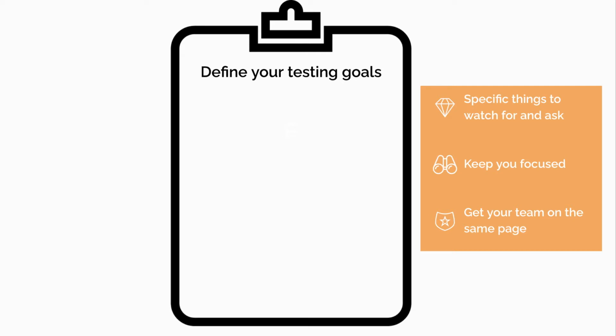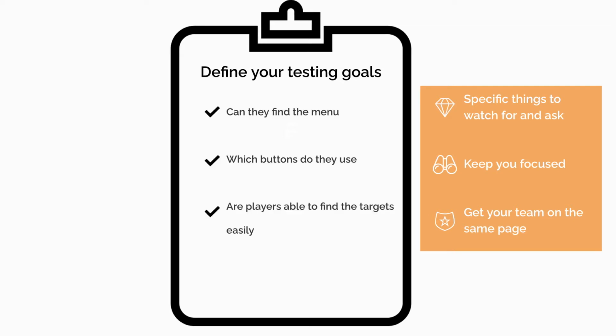Here are some more detailed testing goals around interaction. Again, these are just some examples here. See if they can find the menu or any information displays on their own. Understand which buttons they use in the game and how. Or learn whether players are able to find the targets in the game easily. Again, these are just a few examples to get you started, and you can create your own goals that fit your particular game, the parts of the game design that you are testing, and what you need to learn.